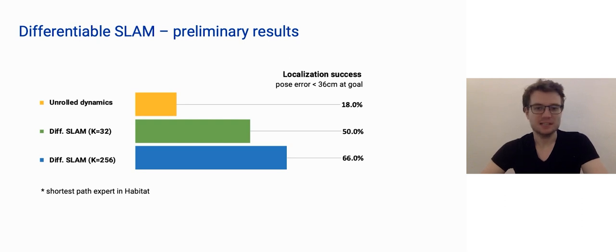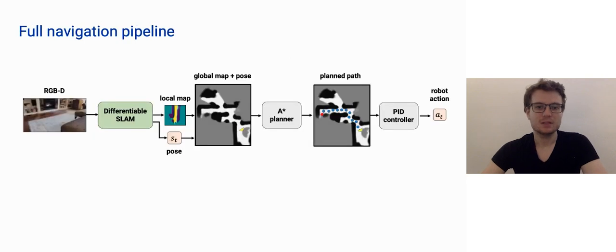When just unrolling the dynamics model, the pose error is under our threshold in 18% of the trials. With the differentiable SLAM network, we got 50% success with only 32 particles and 66% with more particles. We also tried the SLAM module in the full navigation pipeline. While this work is not finished by any means, we submitted it at its current stage to both the Habitat and Gibson challenges and obtained some promising results.